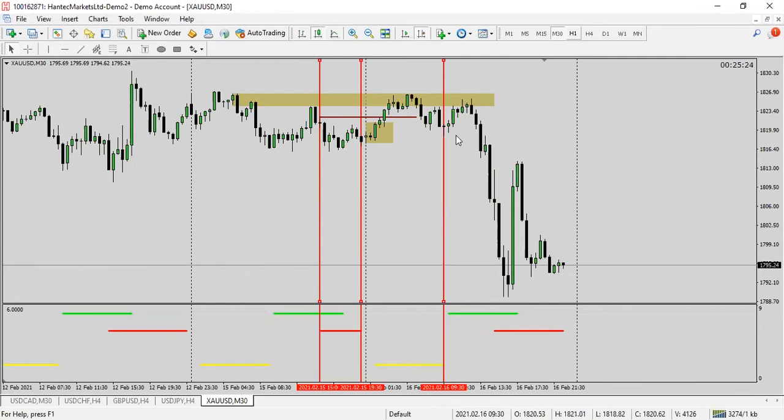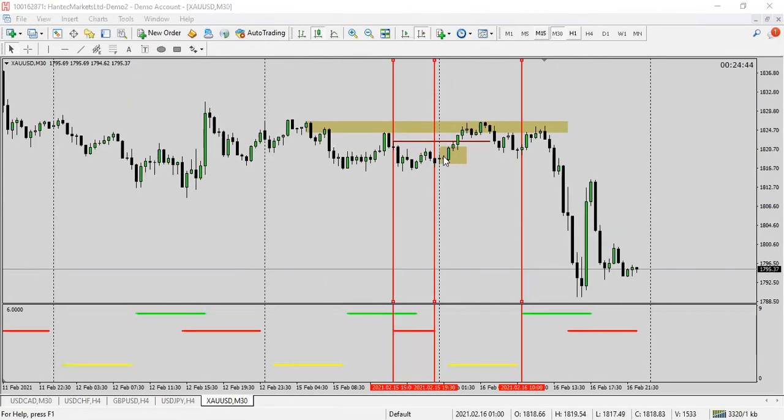So you could have been entering this trade somewhere here. You have sold from here. And you would have made good money today. So we have the accumulation phase of the market. Then we had the manipulation phase. Then this is where the sales began from. That was the distribution phase. That was what happened today as far as gold is concerned.